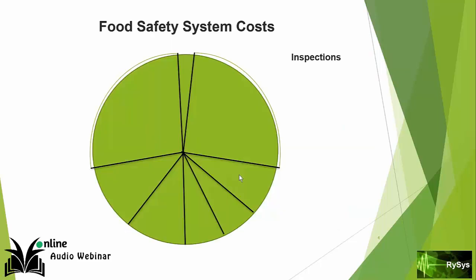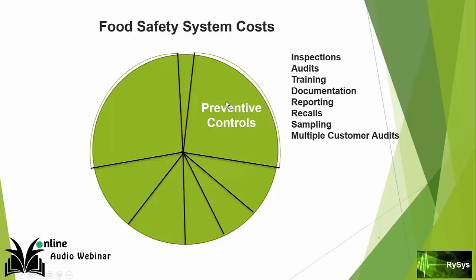Now, if we look at overall FDA system costs, we have inspections, audits, training costs, documentation. One of the big parts of the FSMA is preventive controls, good manufacturing practices, agricultural practices, food defense, foreign supplier verification, economically motivated adulteration, intentional adulteration. Those are all different pieces to the overall FSMA plan.